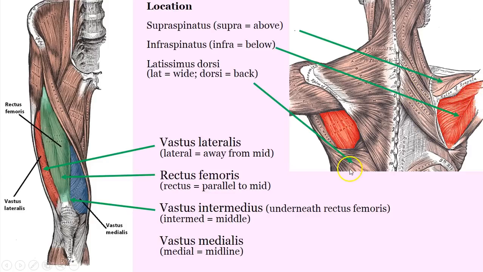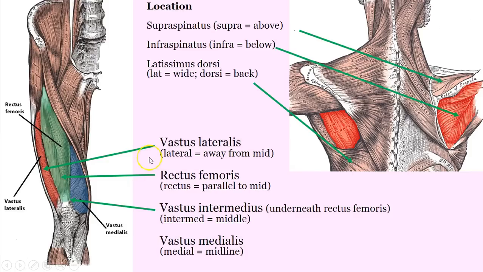Latissimus dorsi, we saw this muscle on Mike. It's very wide, lat means wide, dorsi means the back. So it's a wide muscle of the back. Indeed it is. Let's look at the legs.